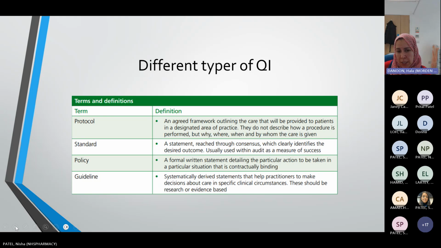A guideline is a systematically derived statement that helps practitioners to make decisions about care in specific clinical circumstances, just like we have the NICE guidelines, where they have different statements and they have different standards, and all of these come together to give us a pathway to understand the level of care that we need to give. Next slide, please.